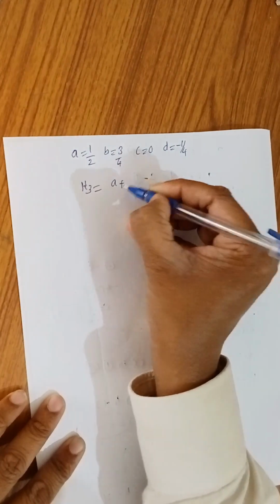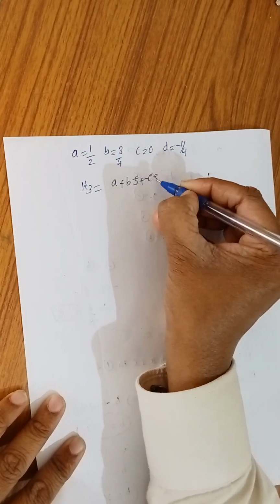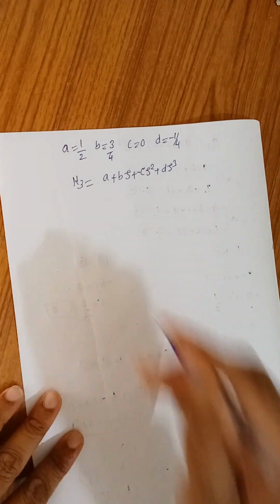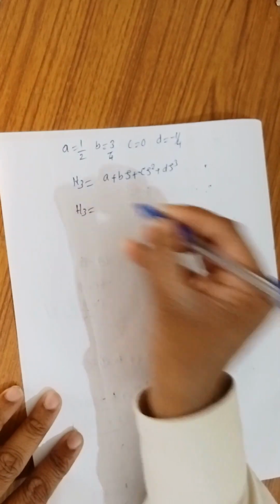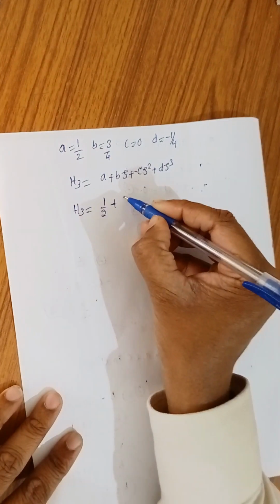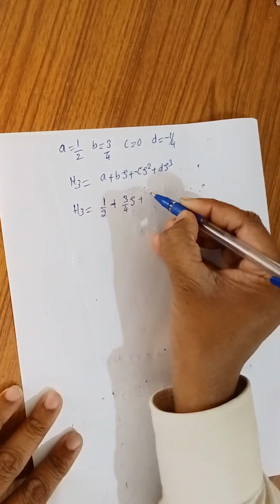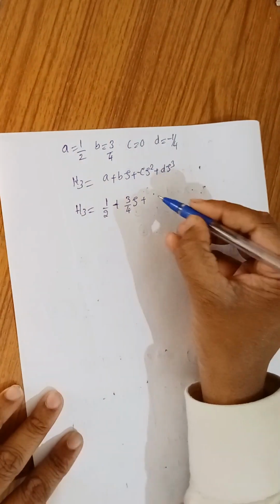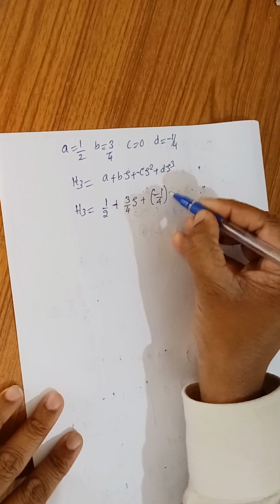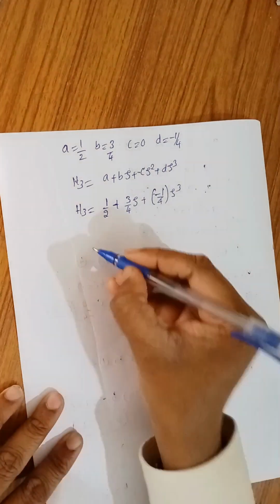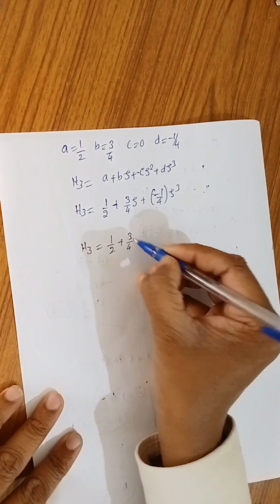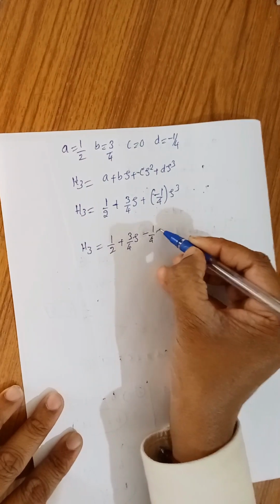H3 is nothing but a plus b zeta plus c zeta square plus d zeta cube. That is what is going to be the value. So now let's try to substitute that. H3 equals to a value is half plus b is 3 by 4 zeta plus c, it's going to be 0 into that is going to be 0 directly, and d is minus 1 by 4 zeta cube. So now H3 equals to half plus 3 by 4 zeta, plus into minus is minus zeta cube.